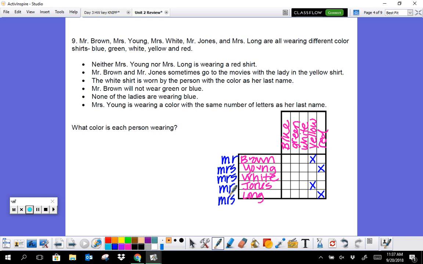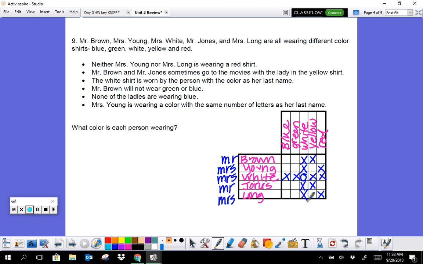The third one says the white shirt is worn by the person with the color as her last name. So for white, we have to look for the color as her last name, so that's Mrs. White. So White is wearing white. Now that I know that, I'm going to put the circle, and then I'm going to X out everything else that's in line with that circle.